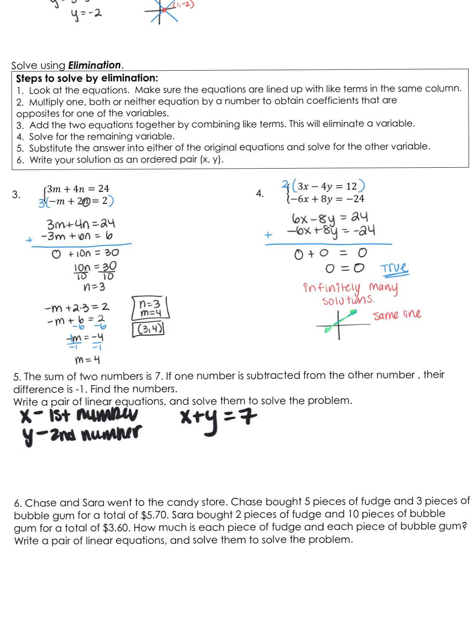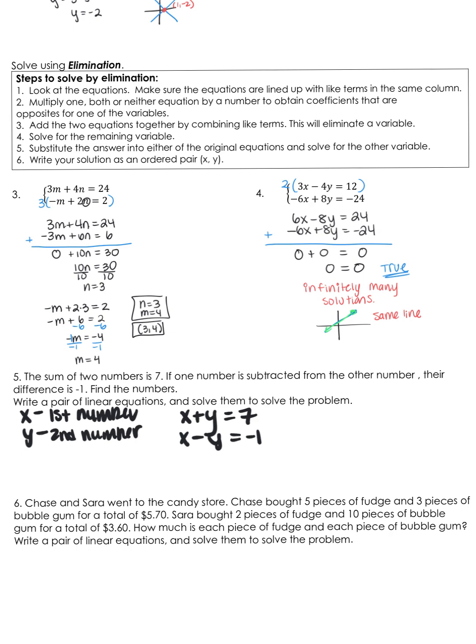Now read the next sentence. This gives us our second equation. If one number is subtracted from the other number, the difference is -1. Write me down an equation right here for that sentence. If one number is subtracted from the other number, their difference is -1. So what are you going to do with your X and Y, your numbers? X minus Y equals what? -1. Okay? As simple as that. You're literally just reading the sentences to write your equations.